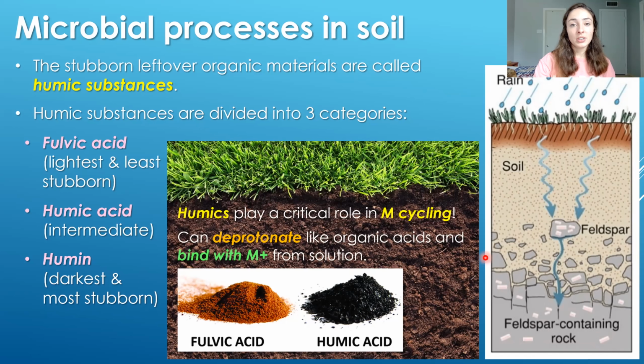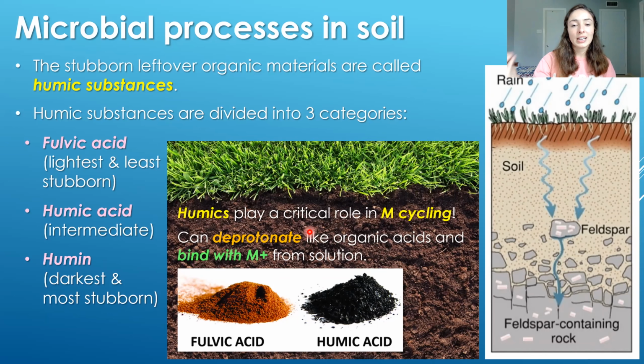And why does this matter? Well, humics can play a very critical role in metal cycling, and this is because humic and fulvic acids are organic acids, like we talked about previously, that can deprotonate and bind with the metal cations in solution, indirectly promoting mineral dissolution, or they can directly promote mineral dissolution by lending the protons that they deprotonate off of themselves to attack the surfaces of minerals and therefore loosen the ligands at the surface, like we talked about previously, by protonation.